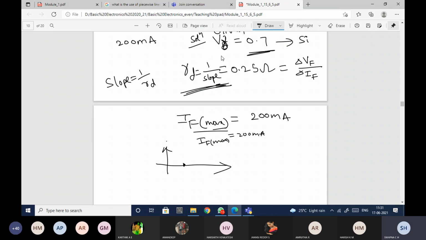See, he has given that it is a silicon diode. So 0.7 that I can point out on the VF forward voltage. So I can plot this point, and I need to get one more point to draw the straight line. One more point, because I don't know whether my characteristics are like this or like this or like this or like this. I don't know.